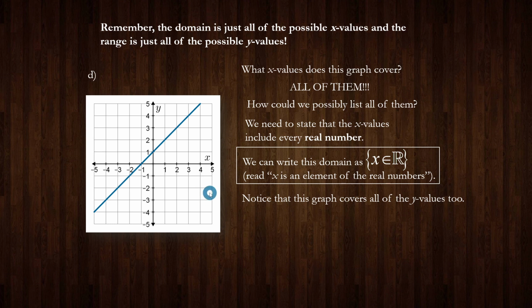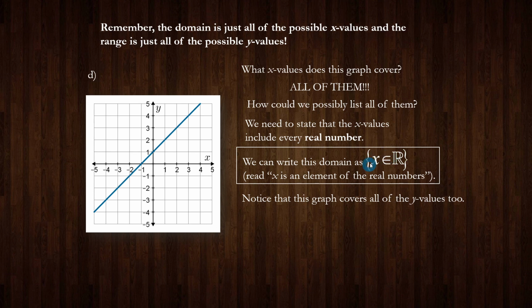Notice that this graph covers all of the y values too. For any y value, there is a corresponding piece of graph, so there's a corresponding point that has that y value. There are no breaks or gaps in this graph. It continues upward to the right and downward to the left forever. So we do have points for every single y value possible, and we need a way to state that. Way too many values to list.